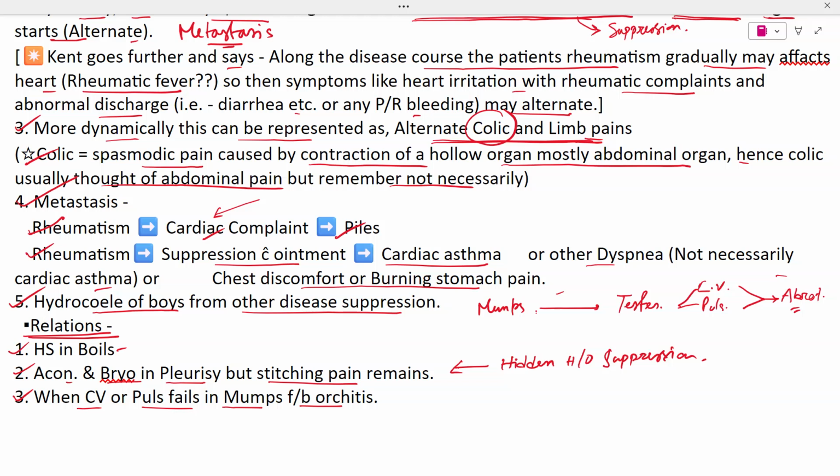So this was all about abrotanum. Study it more and more, try to understand what it actually tries to say, memorize it, apply it clinically, and you will find fabulous results.